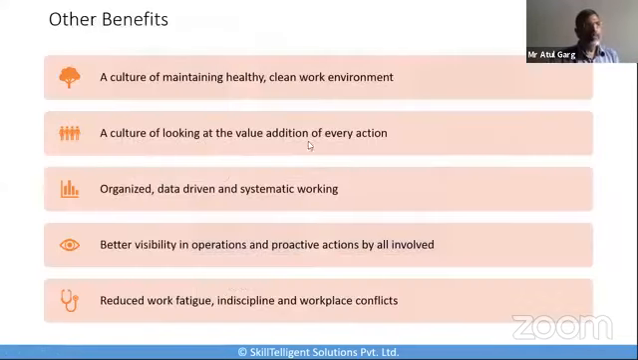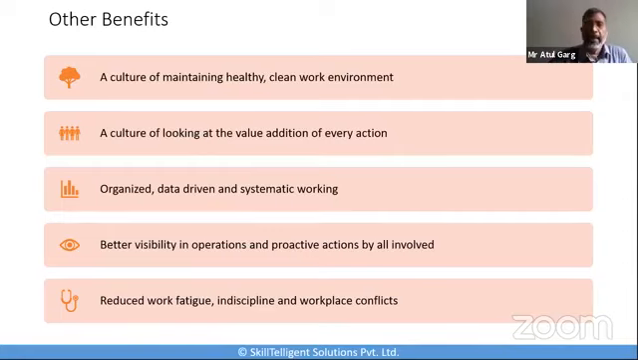There were also a lot of intangible benefits which started coming in. First, a culture of maintaining a healthy and clean work environment got established. There was now a new culture of looking at the value addition of every action being performed. It was no longer just saying that there's no value addition, so let's just do something. No, every action had to have some value addition, and that became a strong culture.